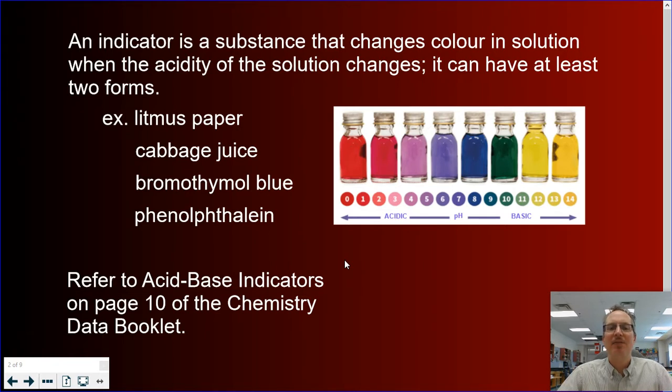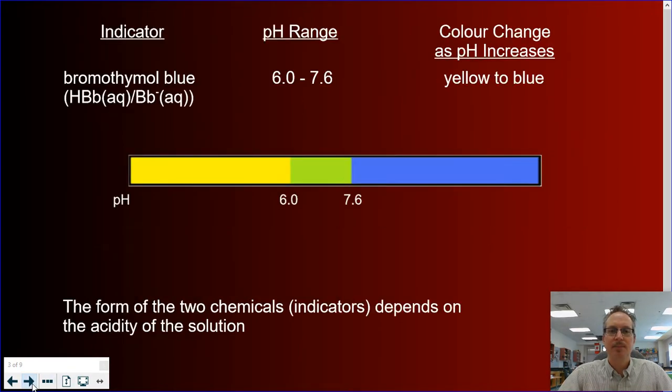At this time, I would have you find your chemistry data booklet and flip to page 10. There is a list of acid-base indicators on that chart, and I'm going to teach you how to read the chart. So if I take a look at bromothymol blue, we said in the previous slide, like all indicators, it has two forms that we write. HBB is the acid form of bromothymol blue. BB minus is the base form of bromothymol blue.